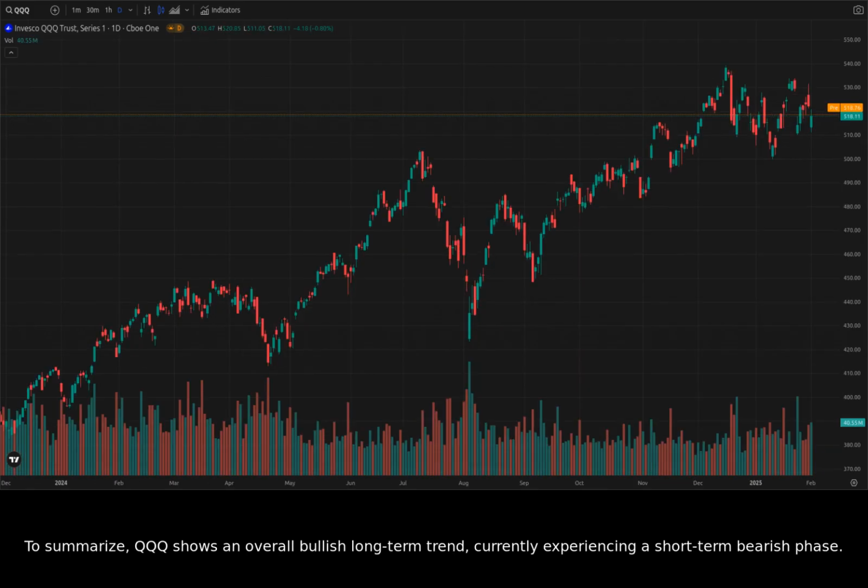To summarize, QQQ shows an overall bullish long-term trend, currently experiencing a short-term bearish phase. Key support levels to watch are 515 on the 15-minute chart, 500 on the 1-hour chart, and 400 on the daily chart. Key resistance levels are 525 on the 15-minute chart, 530 on the 1-hour chart, and 450 on the daily chart.